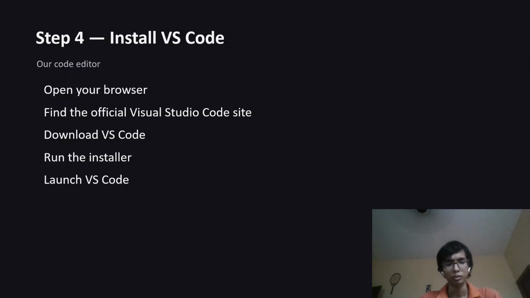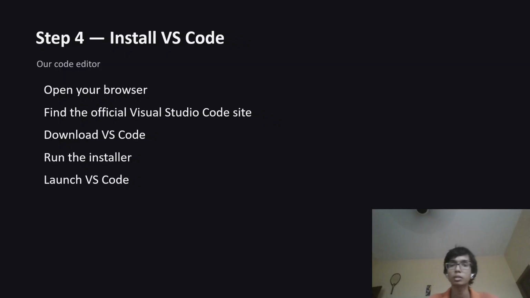So you're going to open your browser. You're going to find the official Visual Studio Code site. You're going to search Visual Studio Code site and you will get it. And from that, you're going to download VS Code and you're going to run the installer and launch VS Code. So basically, download VS Code.